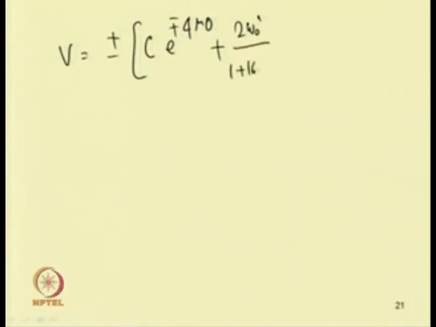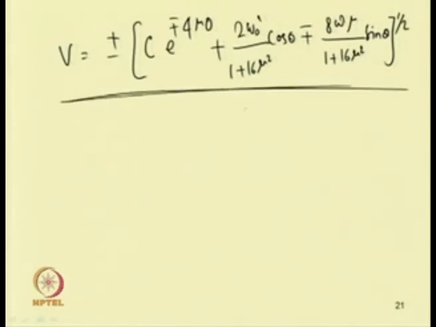So, the solution of the equation in terms of V can be written as V equal to plus minus C e to the power minus plus 4 mu theta. This comes from the complementary part, and for the particular integral one can obtain 2 omega 0 square by 1 plus 16 mu square cos theta plus minus 8 omega 0 square mu by 1 plus 16 mu square sin theta to the power half. So, one can plot V and theta, where V equal to d theta by dt, and find the response of the system.